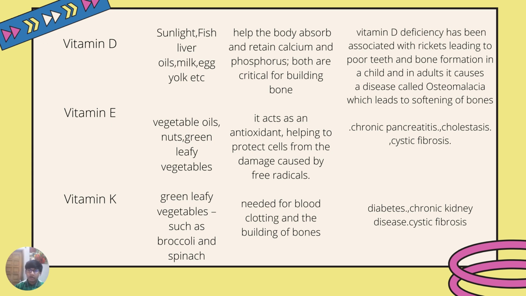Now, vitamin K can be gained from green leafy vegetables such as broccoli and spinach, and it's needed for blood clotting and the building of bones. And the deficiency of vitamin K may lead us to diabetes, chronic kidney diseases, and cystic fibrosis as well.